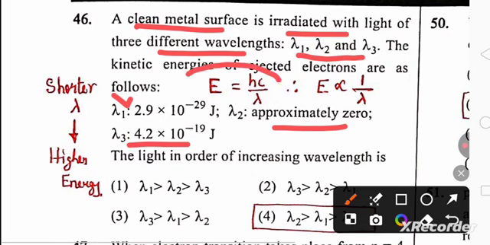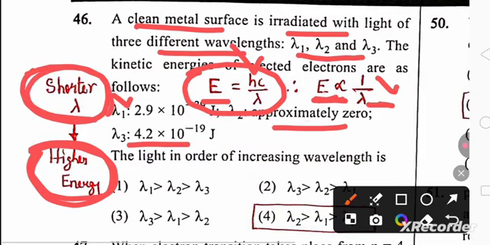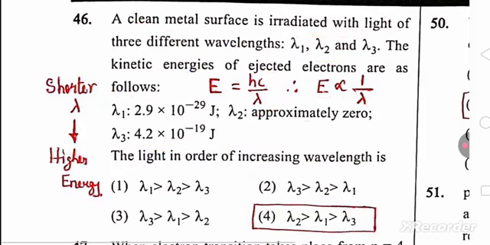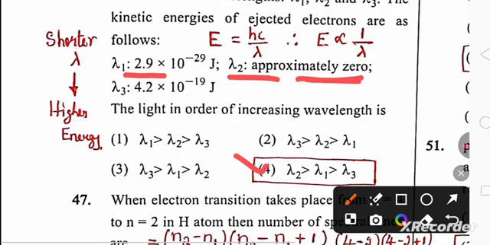We know the relationship that energy is equal to Planck's constant h into c by lambda, which means energy is inversely proportional to wavelength. Energy is inversely proportional to wavelength means shorter the wavelength, higher the energy. Higher the energy, shorter the wavelength. So accordingly, when we arrange them in the increasing order of wavelength, then definitely lambda 2, which has 0, has the highest energy; in the order of increasing wavelength, highest wavelength, then lambda 1 and then lambda 3. So option 4 is the right answer for this question.